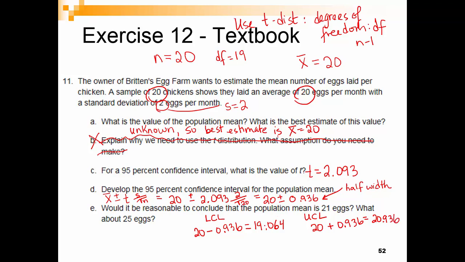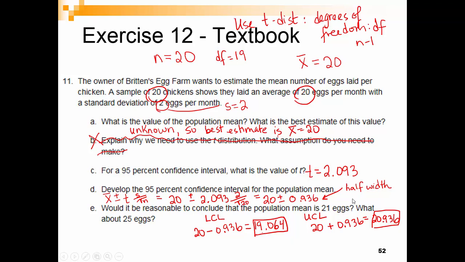Then the final question, would it be reasonable to conclude the population mean is 21 eggs? All you have to do in a question like this, we have our lower confidence limit and our upper confidence limit, and a reasonable estimate needs to fall between those two values. 21 is higher than our upper confidence limit, so no, it's not reasonable. And 25 is even higher than our upper confidence limit, so that is not reasonable either.